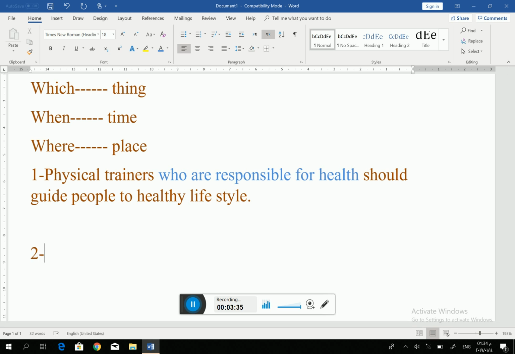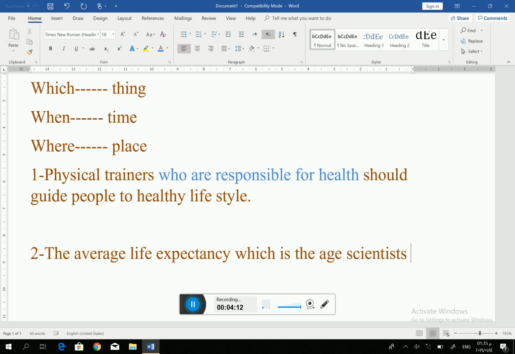Example number 2. When I say the average life expectancy, now I want to define what is average life expectancy. I can say which is the age scientists predict people will live to. This is defining the average life expectancy, but I have to complete my sentence.